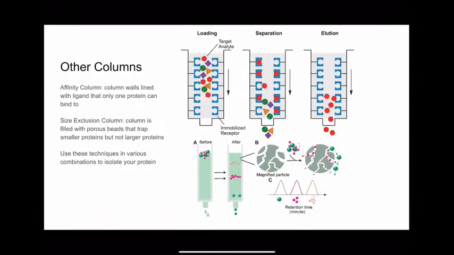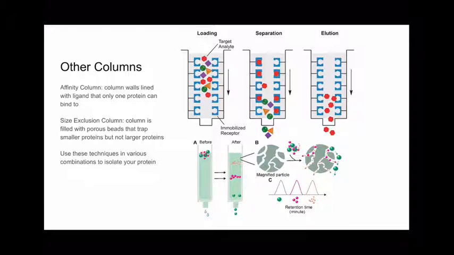Another type of column is the affinity column. The column walls here are lined with an immobilized ligand, which only a specific protein can bind to. As the sample passes through the column, the desired protein will be trapped in the column, while the rest of the sample passes through. Finally, there is the size exclusion column.